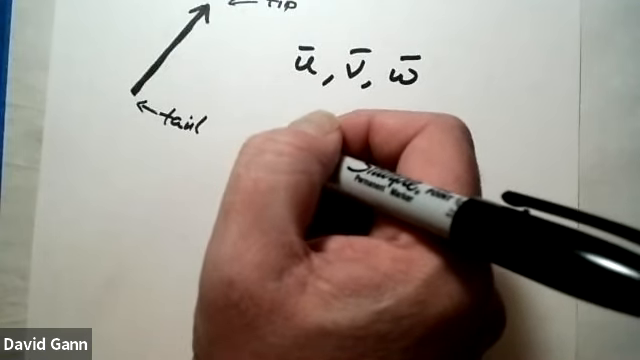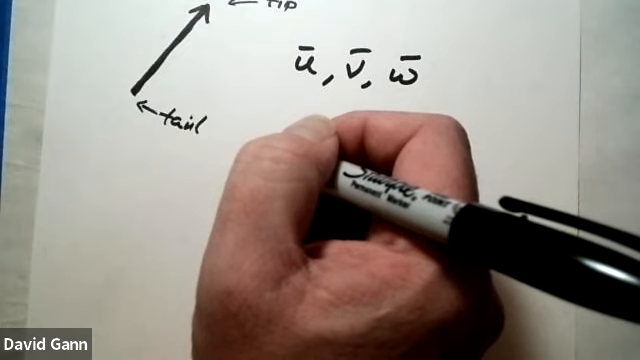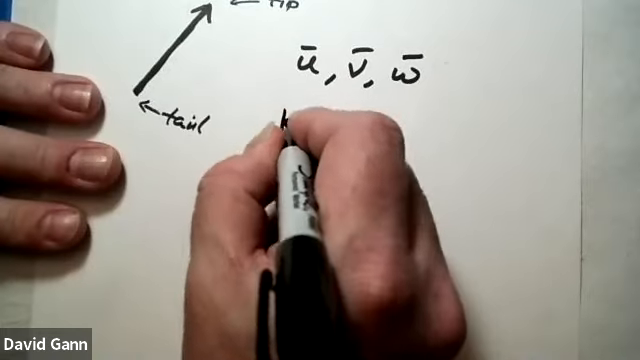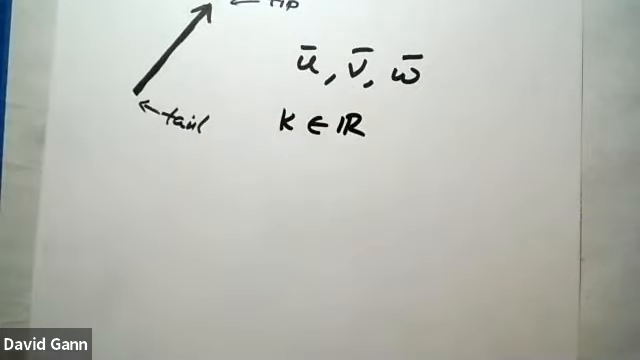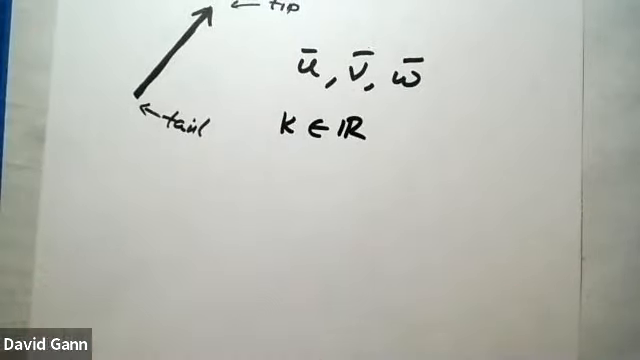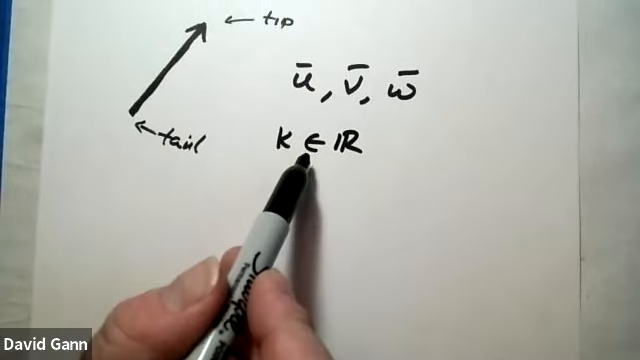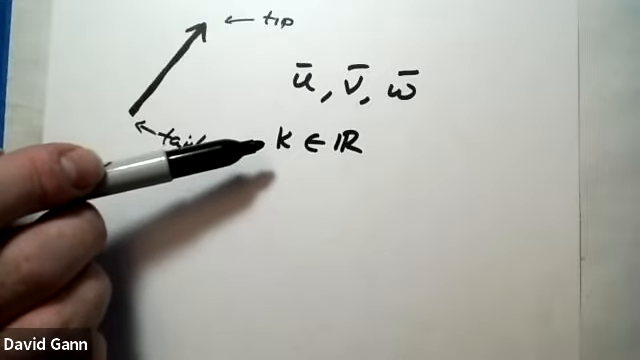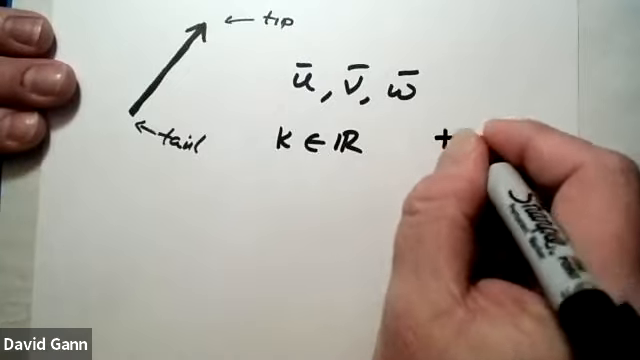And I'm trying to make sure that I use similar notation to what the book uses, but the book doesn't actually use a variable. Yeah, it does, K.